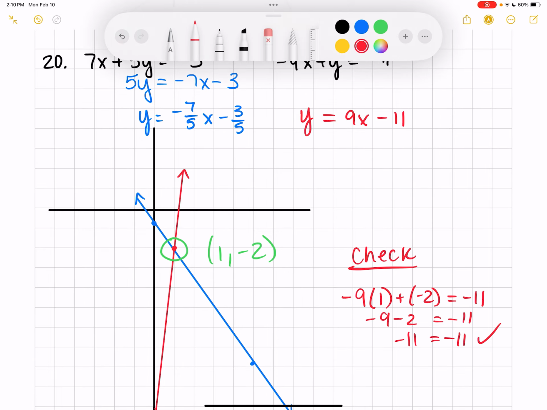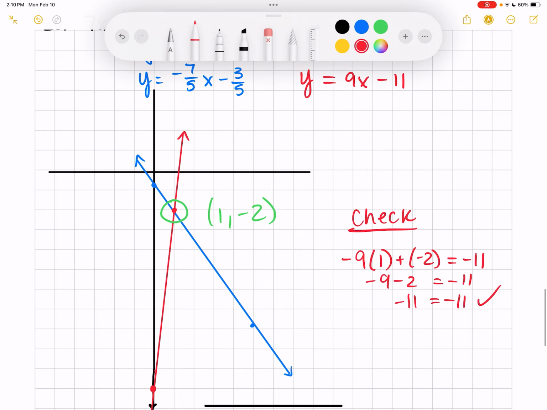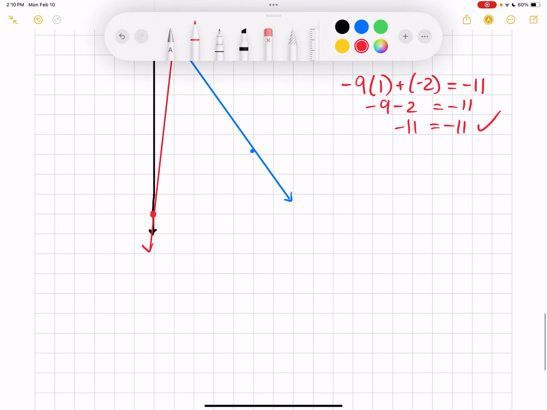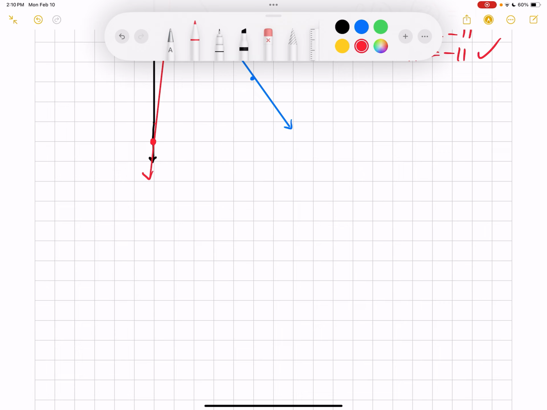All right, any questions on these? Nope. All right, I want you to try some, and then we can go over tomorrow and make sure that you've got them all down.